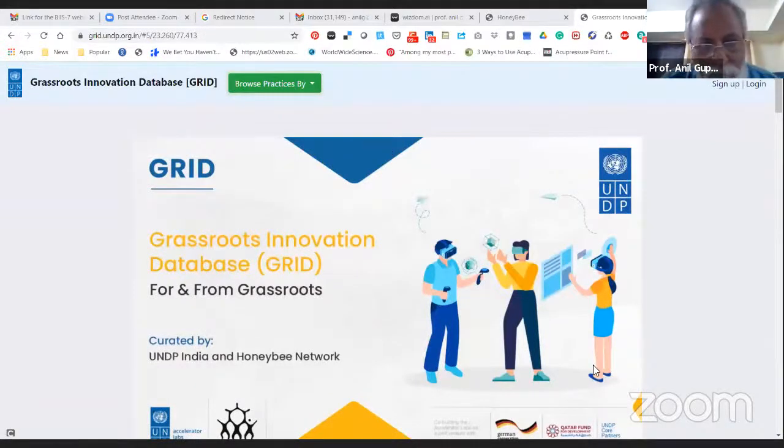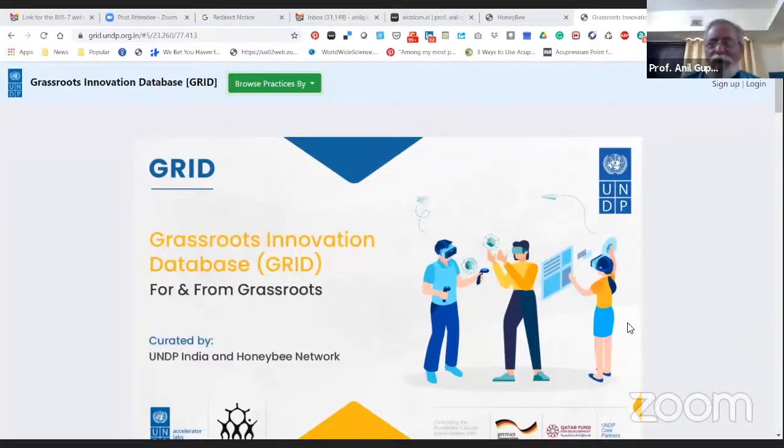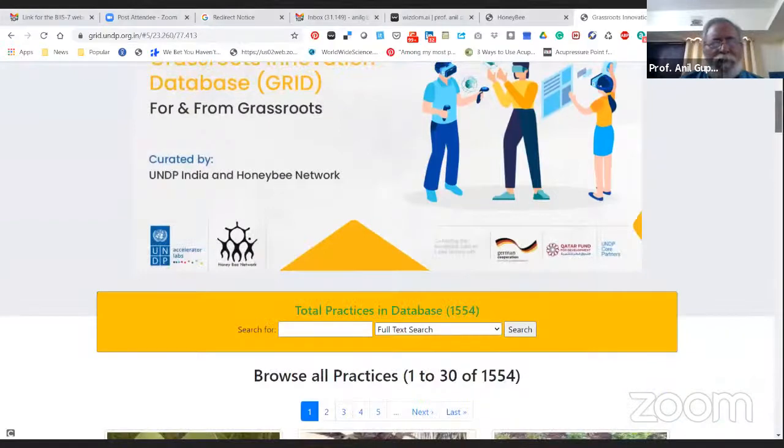Okay, so let me show you this. So you can see this database, Grassroots Innovation Database for innovation, for and from Grassroots. All right. So UNDP and Honeybee Network. Honeybee Network has partnered with UNDP and developed this.